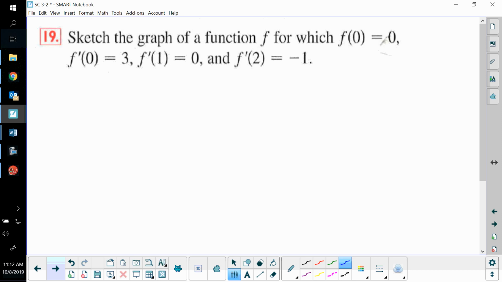All right, next one, we want to sketch a graph that has all of these qualities. So sketch yourself an XY axis.